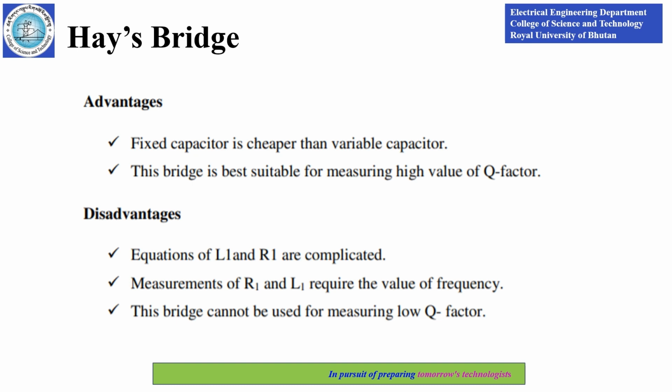The disadvantage of the Hayes bridge is that the equations for L1 and R1 are very complicated, as shown in the derivation earlier. Next, the measurement of R1 and L1 requires the value of frequency. So if no value of frequency is given, we cannot determine the values of R1 and L1. Similarly, this bridge cannot be used for measuring low Q factor, because it is only used to measure coils which have a Q factor greater than 10.